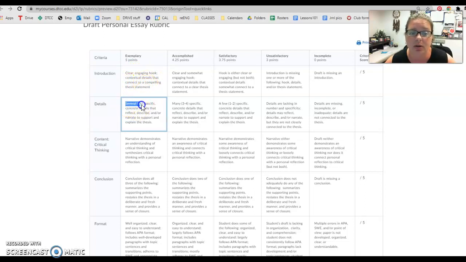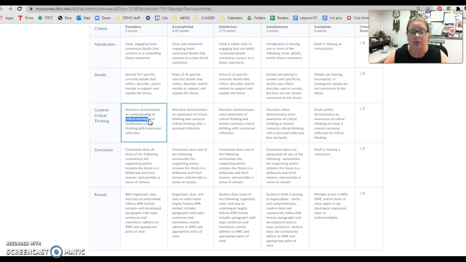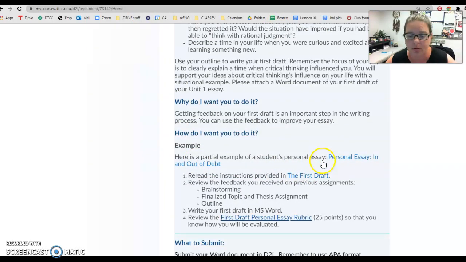You need to know that you have to have several specific, concrete details. You need to know that that critical thinking information shows up in your paper. You need to know that that has to be there. It does need to be in an APA format. So that information is also located in the course. I'll show you in just 1 second where that is. I'm almost out of time.